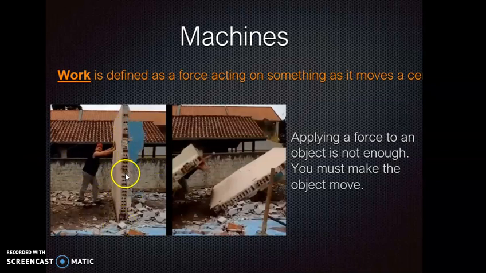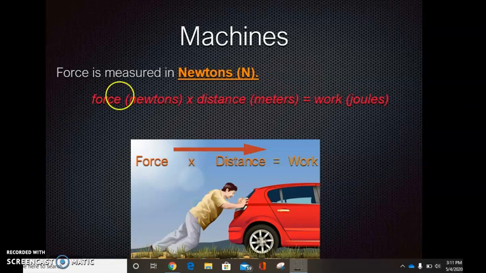For example, in this first picture right here, if this person was just pushing, they're not really doing work because there's no movement there. But as soon as that wall moves, work has now been done. So force is measured in newtons. We learned that with Newton's second law when we were talking about force and how we find force. If we want to find what work is, we take force and we multiply that by the distance of how far work has been accomplished. And with that, we get our measurement for work, which we call joules.